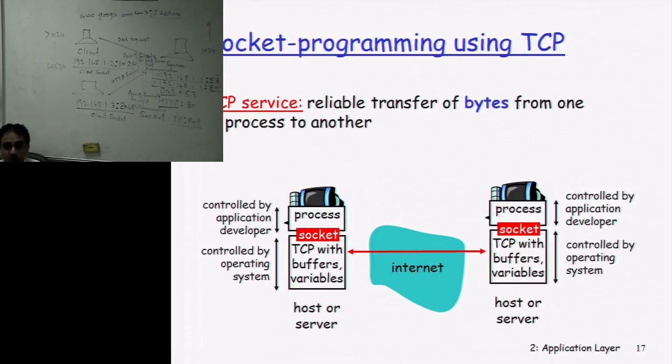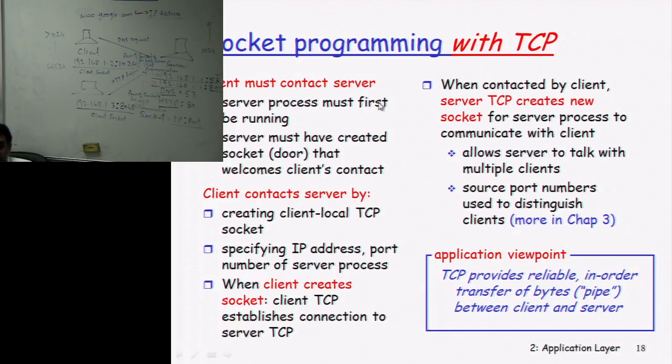Whereas in UDP we don't need to set up a connection, because UDP is a connectionless service, whereas TCP is a connection-oriented service. There is a difference between socket programming for UDP and for TCP. Clear?